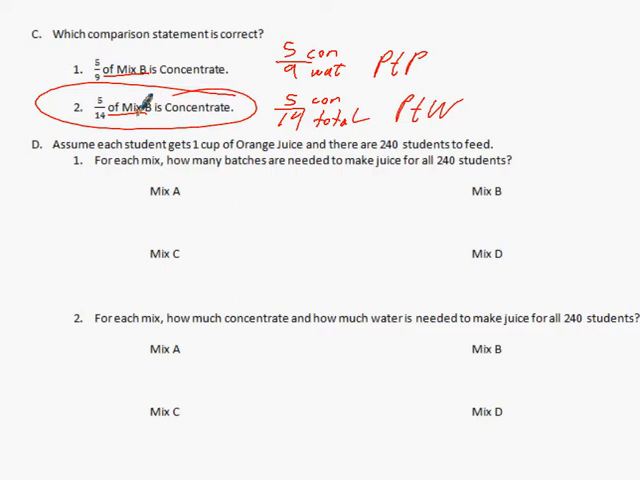Question D, assuming each student gets 1 cup of orange juice and there are 240 students to feed. For each mix, how many batches are needed to make juice for all 240 students? Now, here's where some skills from Stretching and Shrinking come in. We are going to set up and solve some proportions here. So cross multiply and divide. Oh wait, we don't need cross multiply and divide yet. Right now, let's just see.